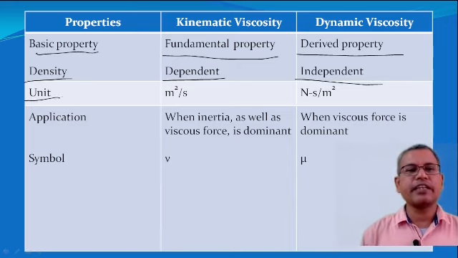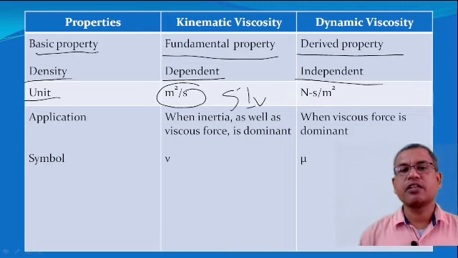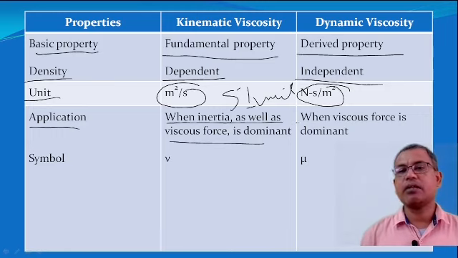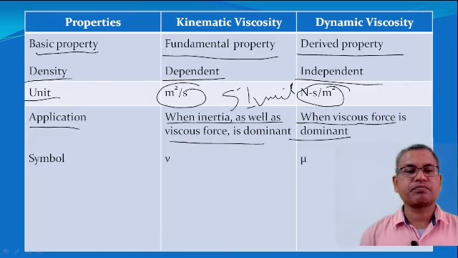With respect to the unit, the most important thing is that the SI unit of kinematic viscosity is meter square by second. On the other hand, the SI unit of dynamic viscosity is Newton second by meter square. Based on the application, kinematic viscosity is applied when inertia as well as viscous forces are dominant. On the other hand, dynamic viscosity is applied when viscous force alone is dominant.